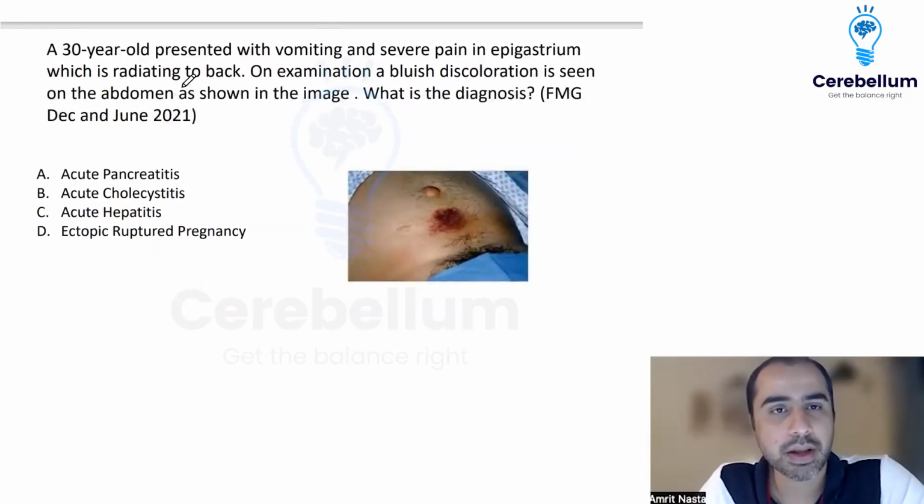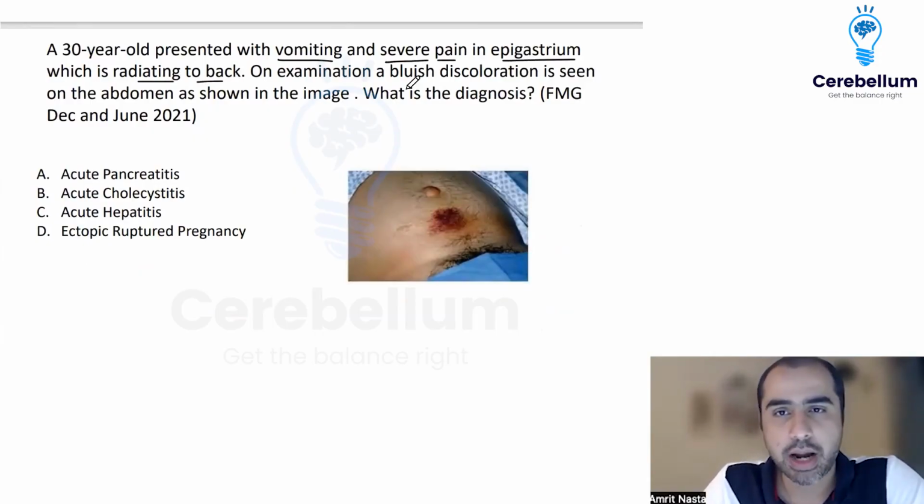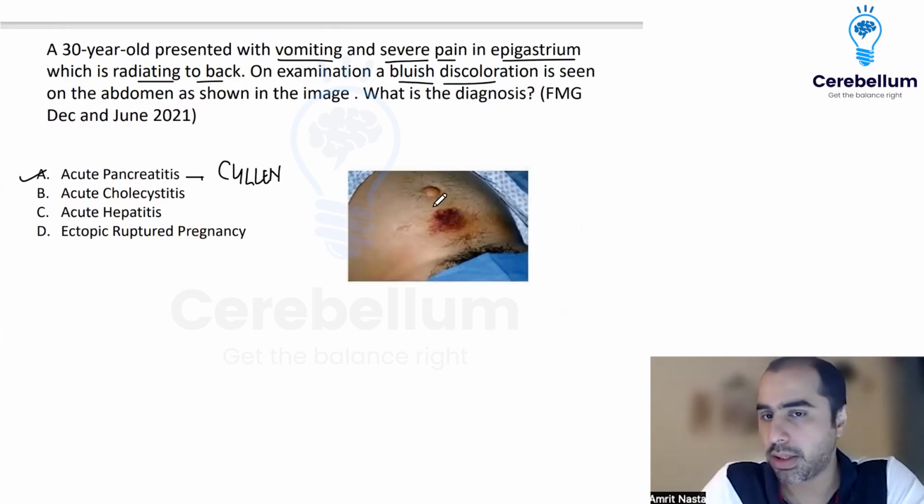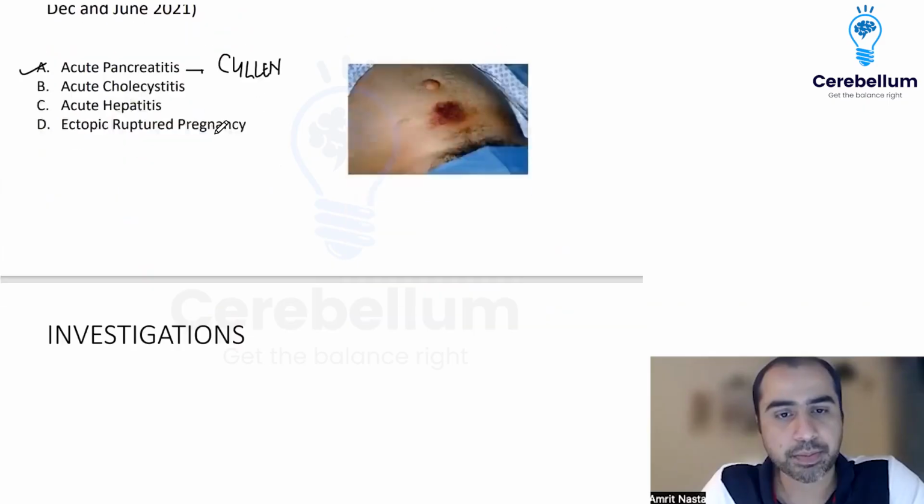Answer this. 30-year-old man presented with vomiting, severe pain in epigastrium, radiating to back. This discoloration was seen. What is the diagnosis? And what is the sign? So this is pancreatitis and this is showing Cullen sign. Okay, this is Cullen sign. What do you see? This is the umbilicus. It's just below the umbilicus. Okay? So that is about pancreatitis.